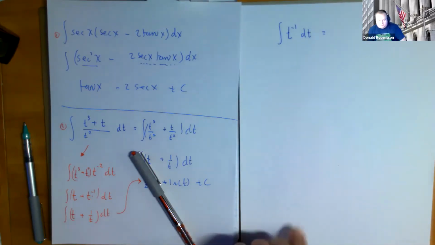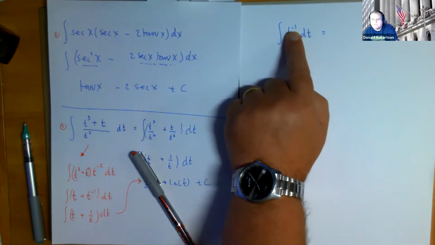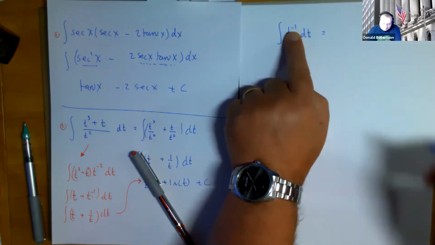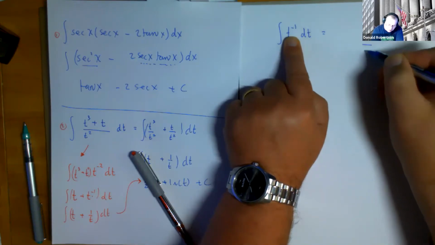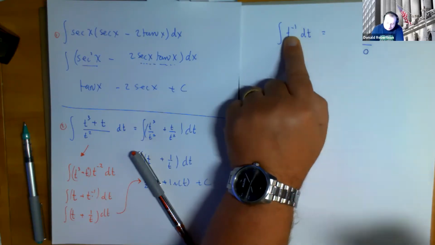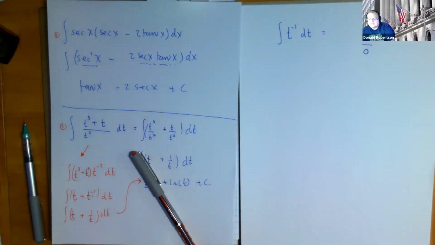Let's do the power rule on it, right? According to the power rule, you add 1 to the power. So that power now becomes t to the 0. You then divide by the new power. Can you see that that's not going to end well?